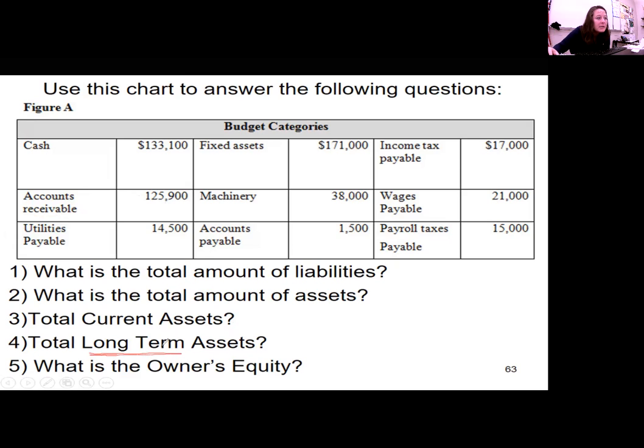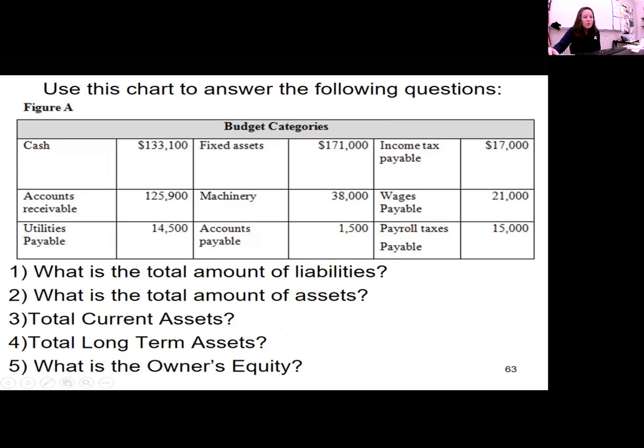Long-term assets. These are things that we own that we like, but it would take a long time to turn them into cash. It would take a long time to sell. So that would be your fixed assets like your building and your trucks, and then your machinery. So you just add those two numbers together and that'll give you your long-term assets.